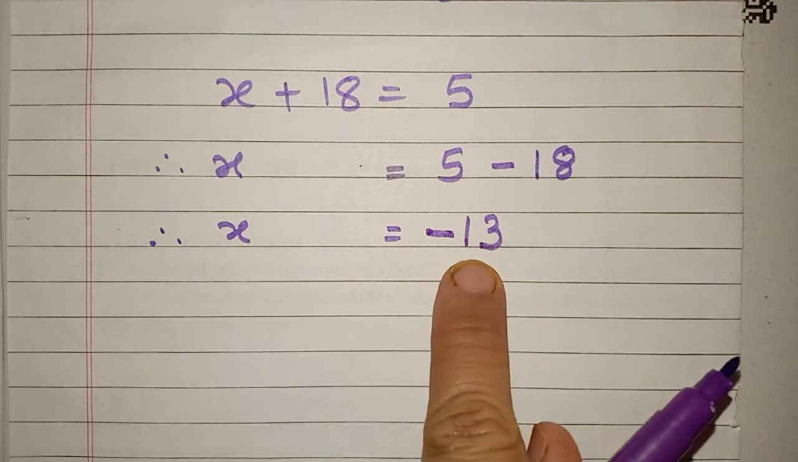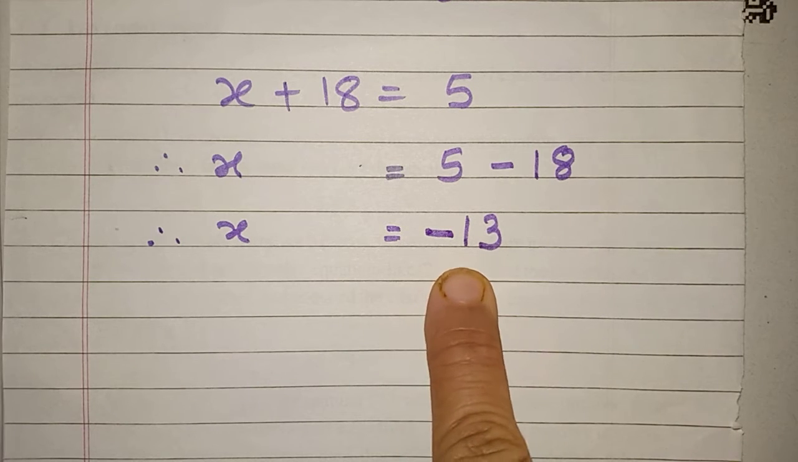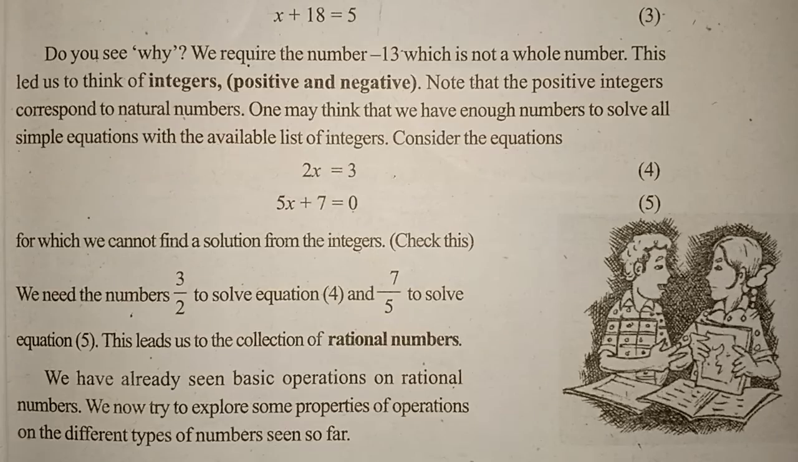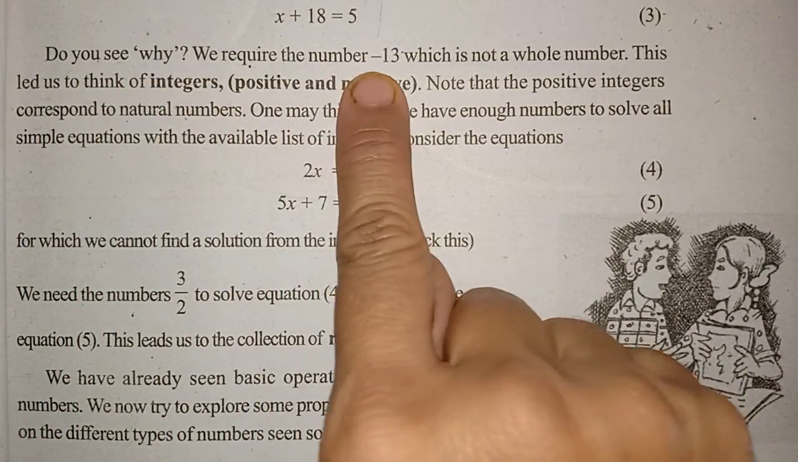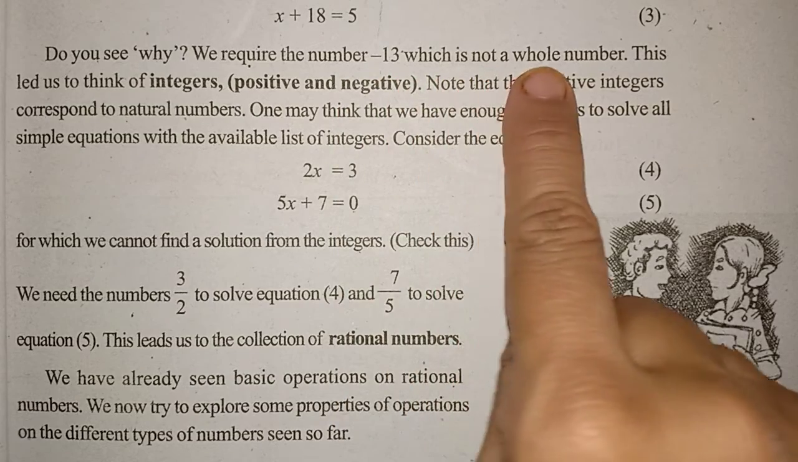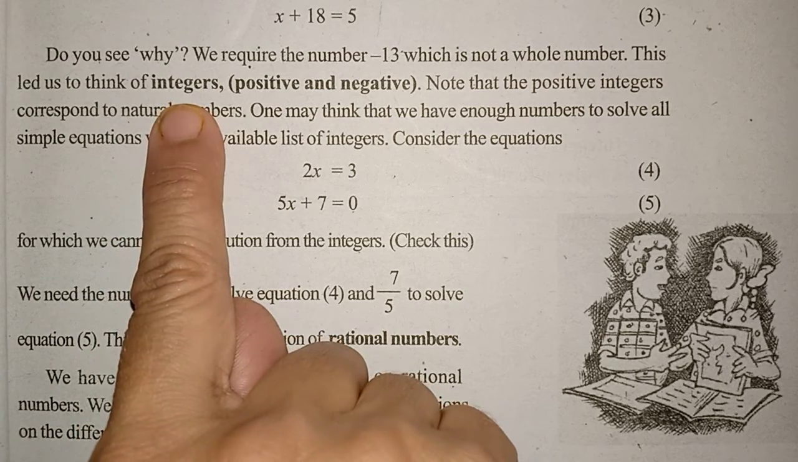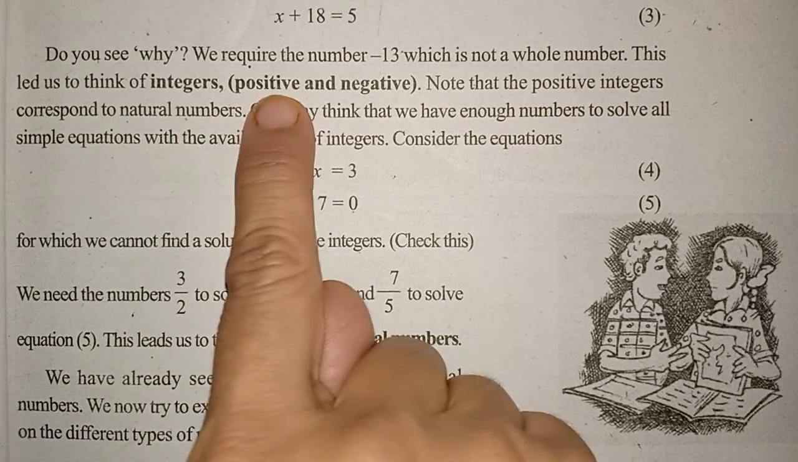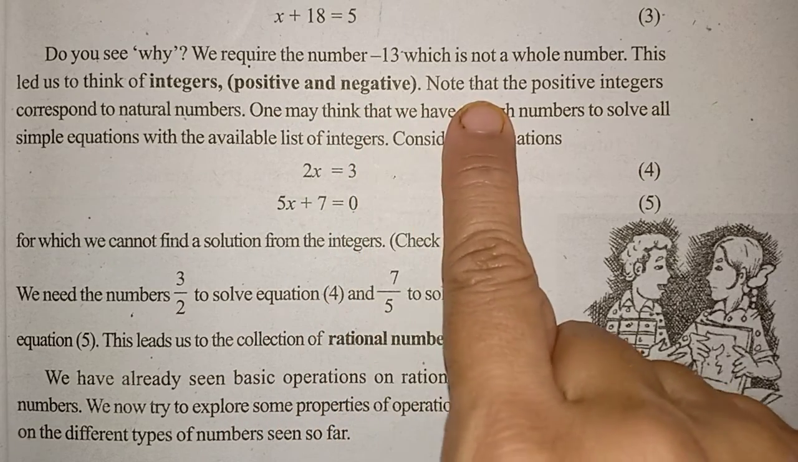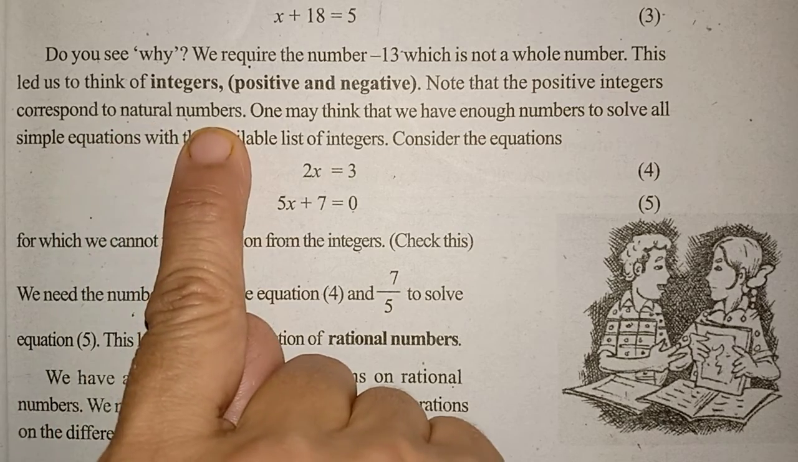Now notice this answer. We got the value of x is equal to minus 13, which is not a natural number or a whole number. Do you see why we require the number minus 13, which is not a whole number? This leads us to think of integers. Integers means the positive and the negative numbers together. Note that the positive integers correspond to natural numbers.